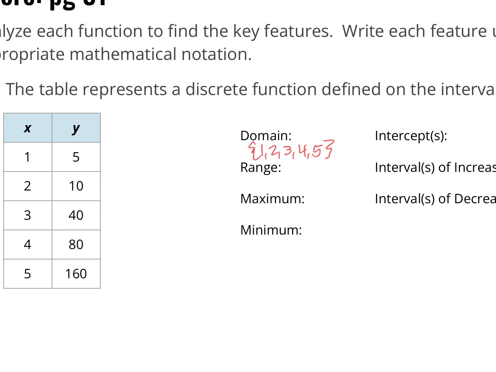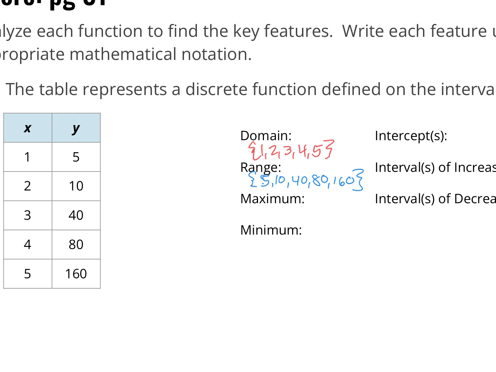Because it's from a table, it's not a line kind of graph. Those are specific numbers. The range is our y values. Same kind of thing: we start with our curly bracket: 5, 10, 40, 80, 160. And again, we close with that curly bracket.